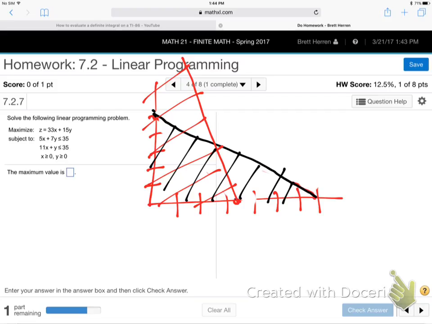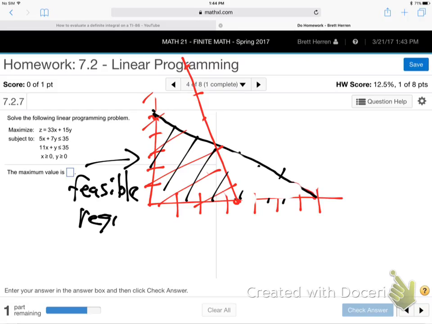Both of them overlap the red. Yeah, so right in here. So I don't want to scribble on it anymore. But let me just erase the other shading. And right where the two shadings overlap, that is called the feasible region or feasible set. Okay, so far so good? Does that make sense so far?